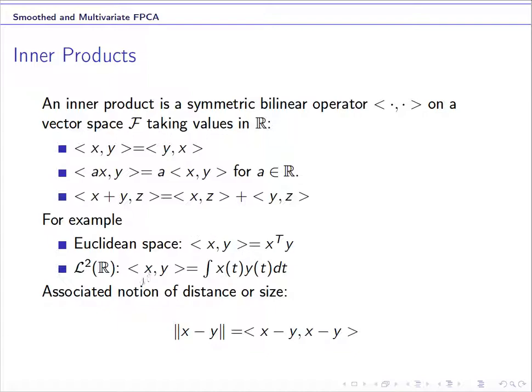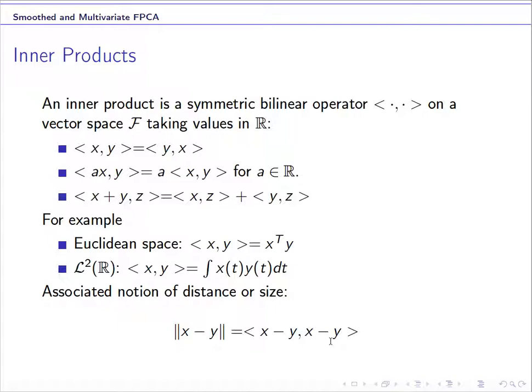And for the L2 functional space, the inner product of two functions x and y will be the integral of x(t) y(t) dt. After we define the inner product, we can also define the distance now. So the distance of element x to y, or we call a norm of x minus y, will be equal to the inner product of x minus y with x minus y.